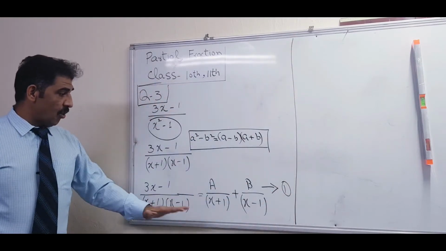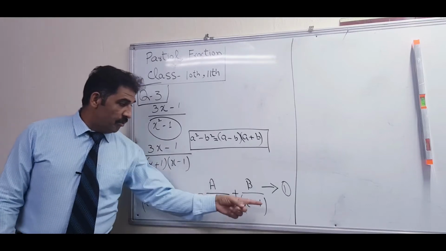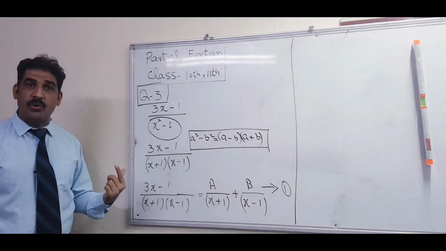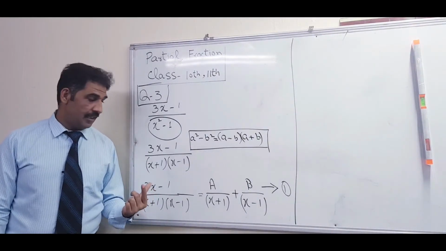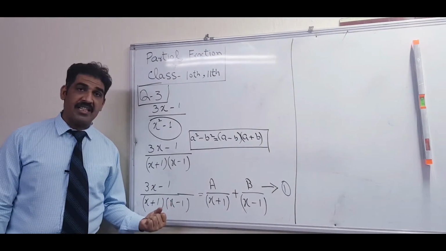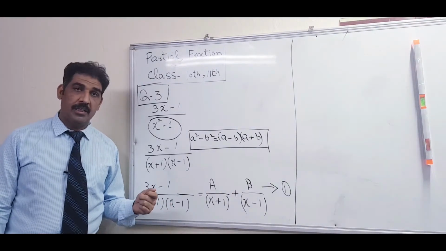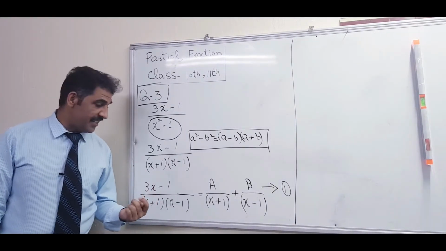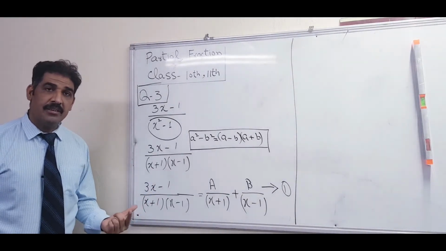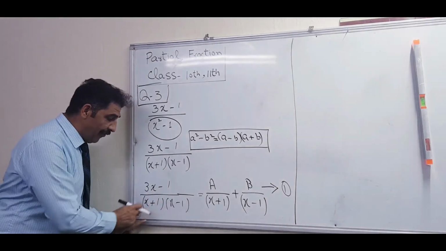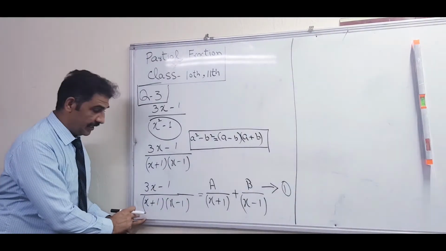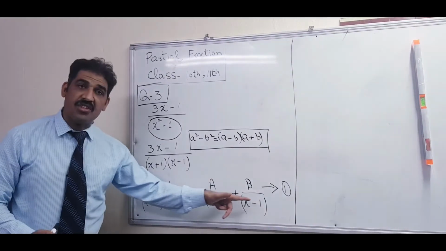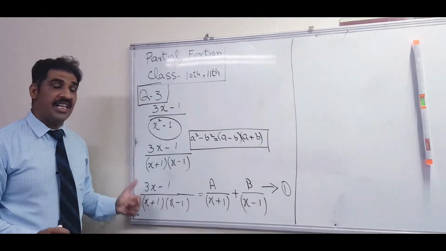After that we have to solve in such a way that we remove all the denominators. How do we remove all denominators? Multiply by the LCM. The full denominator of the left hand side you have to multiply by each term, then the denominators will be totally finished.